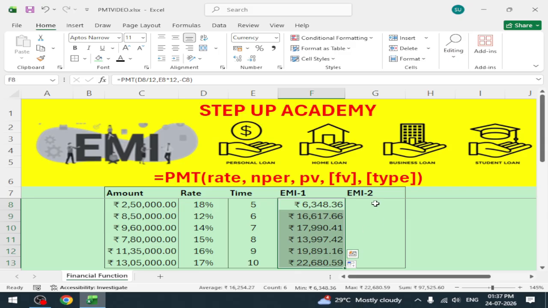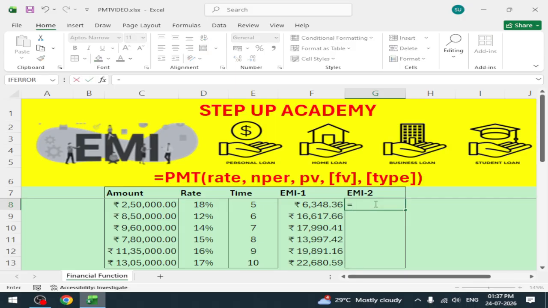Now the question is, what is the hidden feature behind it? What if we pay the EMI between the 1st and 10th, or what if we pay the amount after the 10th day of the month, which means if I pay the amount from the 11th to 30th? Then how will the EMI fluctuate? This feature will not be shown by your bank or financial institution.